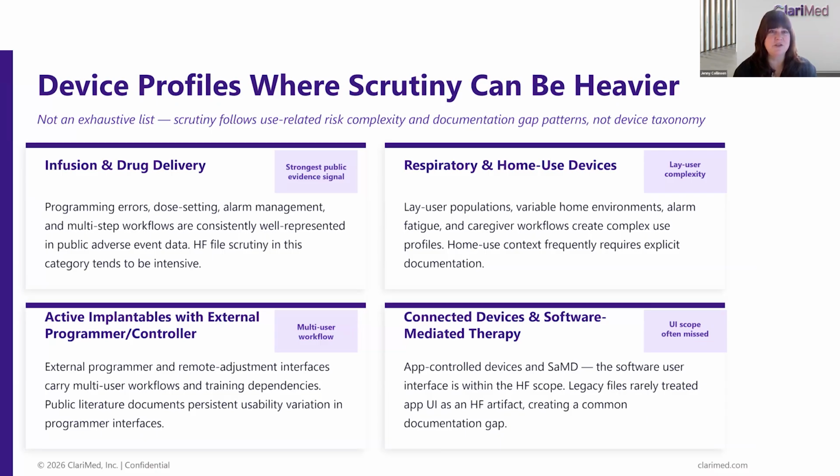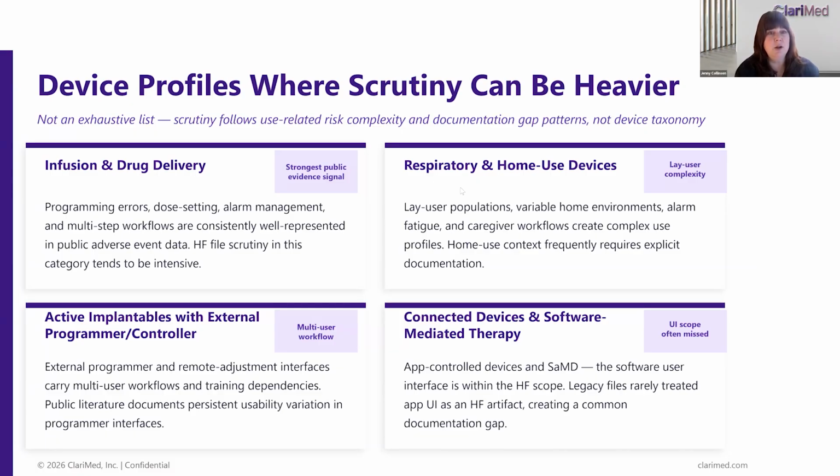So I think we just touched on this slightly, but this is just a little slide that talks about various device profiles where scrutiny could be heavier. And I think the important thing here is it's not necessarily about the complexity of the device. I think people often assume that complex devices get more scrutiny, but actually those complex devices are often used by people who are highly trained. So their risk profile is lower and less complex than simpler devices.